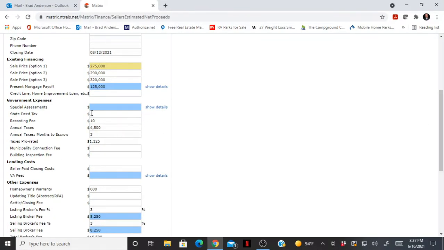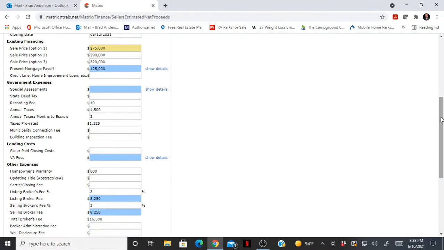Okay, so special assessments are going to be things like the HOA fees and things of that nature. Recording fee, that is going to be from the title company. Okay, annual taxes, you can get that right off of the Central Appraisal District's website. Okay, and then in my example, I am giving 3 months to escrow, which means between today's date and the date we're going to close, I have 3 months left. And that's going to be important because look, it already figured out what my prorated taxes are going to be. So that's figured into how much that person is going to take home.